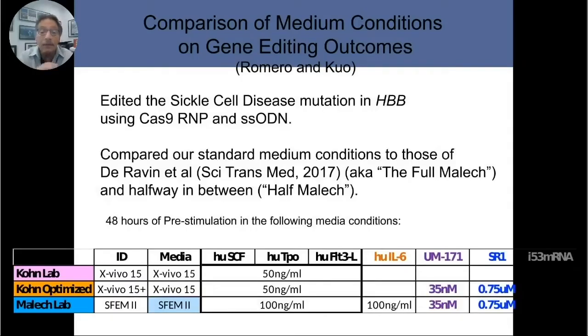And then finally, we've been looking at media and what effects they have. This was in part spurred by a paper from Saksida Ravan and Harry Malik, where they had very good editing outcomes, and we looked at their media comparison. So we compared our standard medium conditions to those that they reported in a paper where they had very good editing rates with an oligo. We call their conditions the full Malik. Then we looked at halfway between, or the half Malik. Our conditions had been X-VIVO 15 and various cytokines at 50 nanograms per mil, whereas they use SFEM2, slightly higher amounts of cytokines plus IL-6 and other small molecule additives.